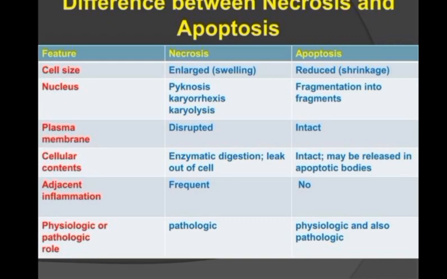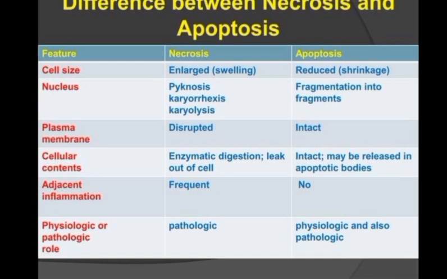Necrosis happens as pycnosis, karyolysis, and karyorrhexis. Pycnosis means loss of the DNA molecule. Then it will get stringed and dissolved. In their fragments, it will break down. Here, the plasma membrane gets disrupted. Cellular contents will be enzymatically digested and leak out of the cell. In apoptosis, the plasma membranes are intact, and the contents will be released in apoptotic bodies.